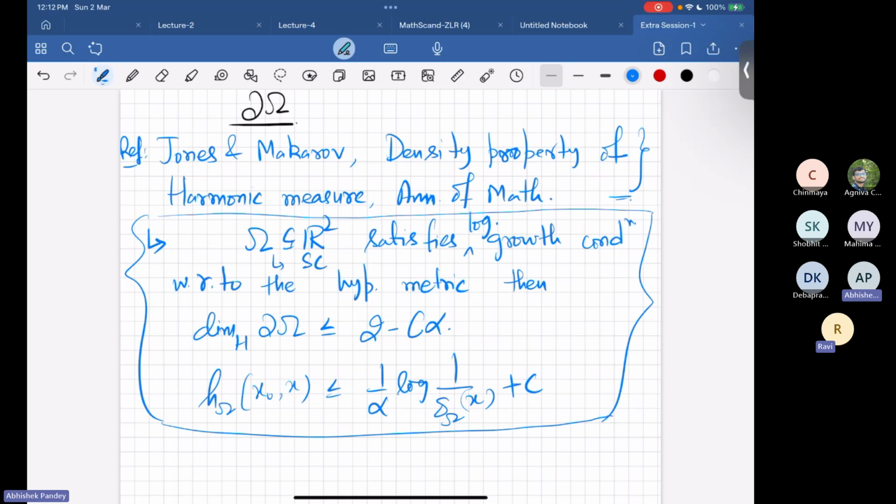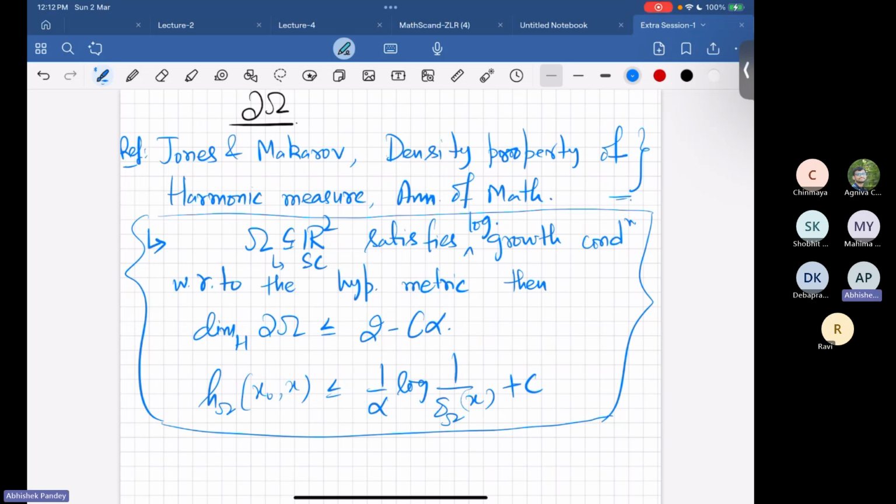Anyway, the cusp kind of thing will not be there because of the growth condition. Or assume it has visibility, then maybe alpha is something like 1 by 2 log or something. Right. Yes, it is true for all convex domains.